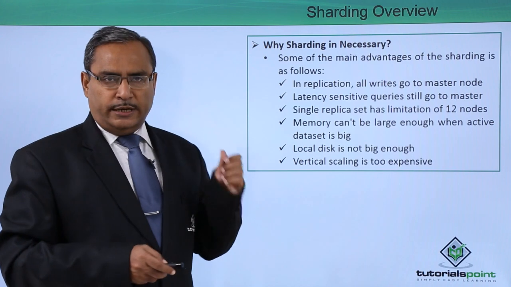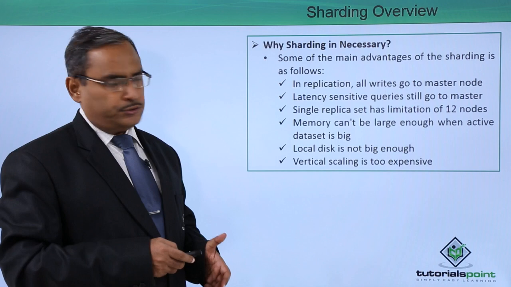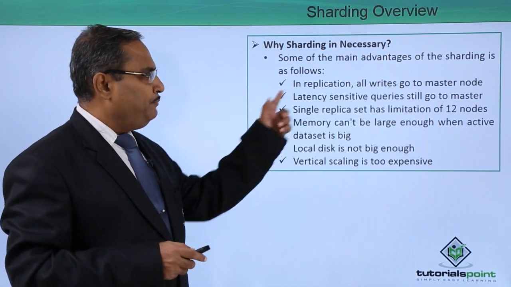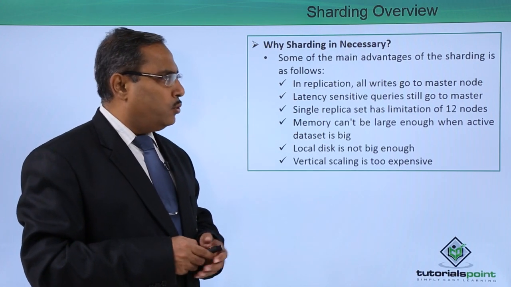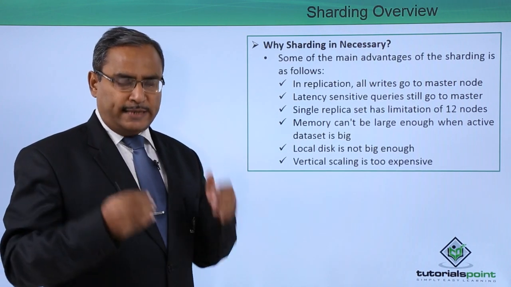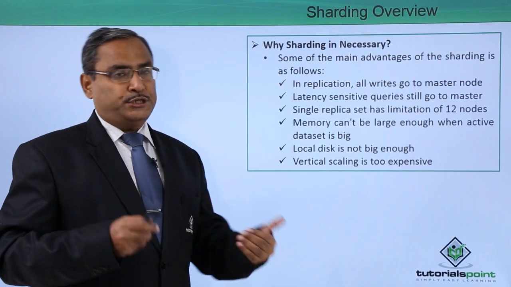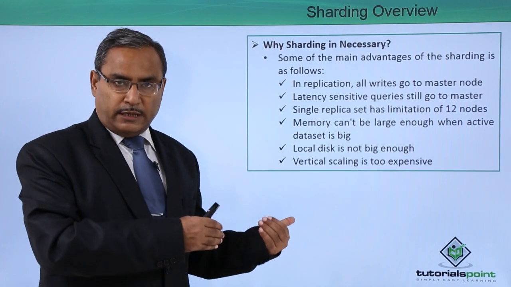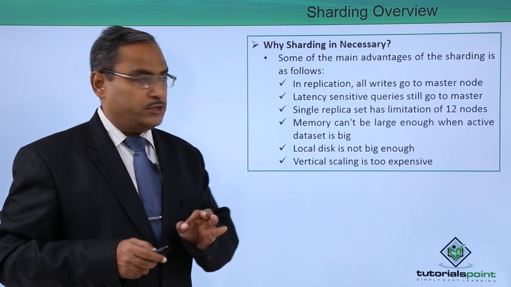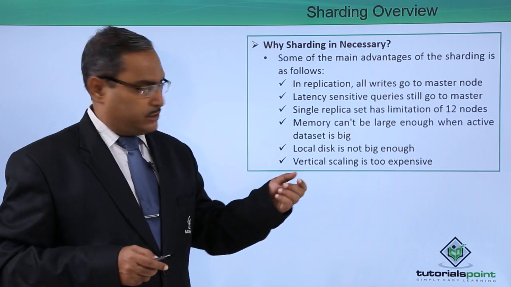Now, why is sharding necessary? Some of the main advantages of sharding are as follows. For a better understanding, we have listed these points. The first one: in replication, all writes go to the master node. We know that we have only one master and multiple secondary nodes. So read and write operations will be captured by the master. Some read operations may come to the respective secondary node also, but the write operations will always land with the master node. Latency sensitive queries still go to the master.